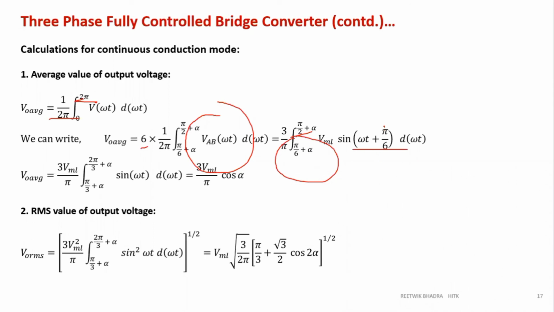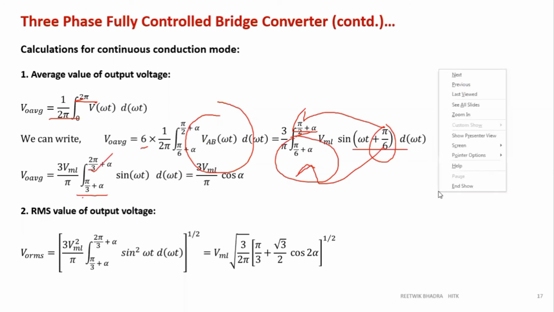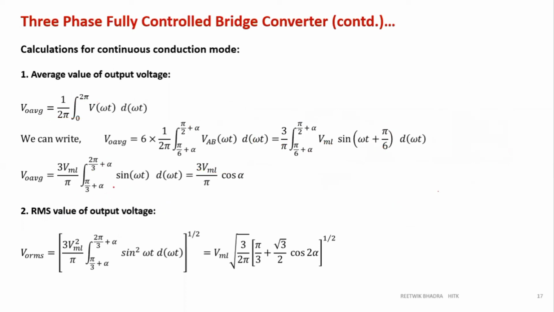Then what you do, you can remove this limit and add it over here. You can get pi by 6 plus pi by 6, which gives you pi by 3. And pi by 2 plus pi by 6 gives you 2 pi by 3. Then do the calculation, you will get the answer. I'm not going into calculation because everything is coming in terms of sine omega t, so you can do this and get the value. Now RMS value, write the same thing with sine square, you will get the ultimate formula.